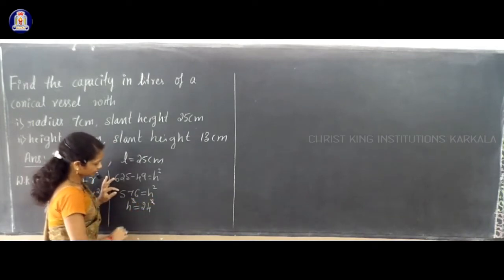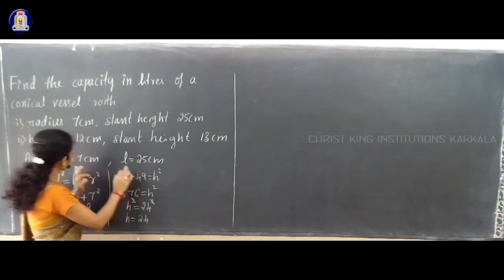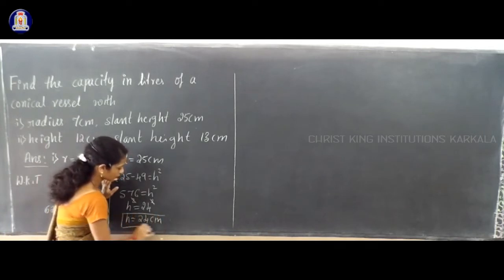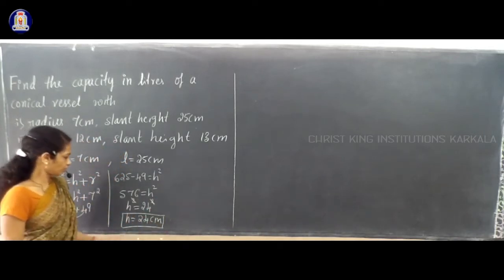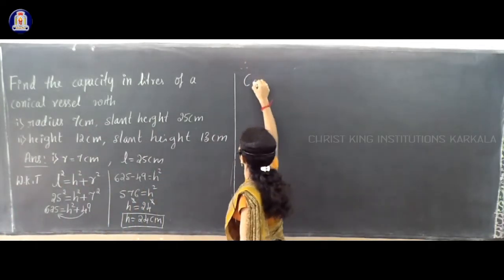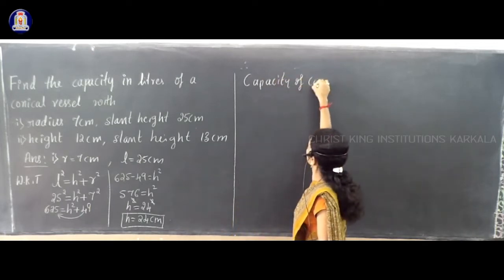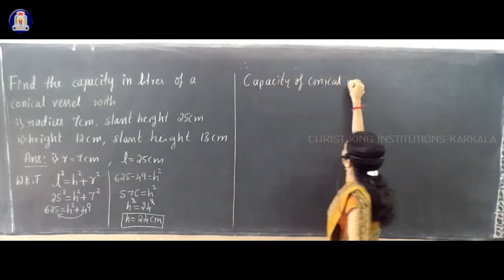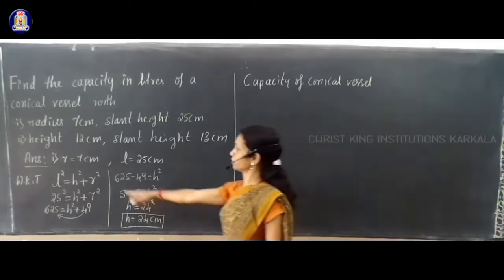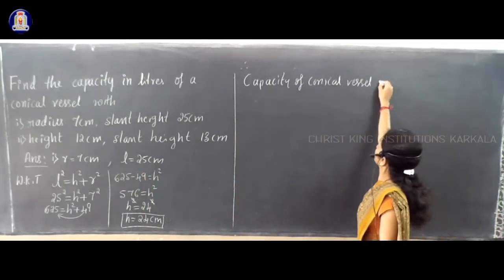After cancelling the square on both sides, we get h is equal to 24. We are given L and r in centimeters, so h is also in centimeters. So after getting h, now we find the capacity. Therefore, capacity of a conical vessel we get in centimeter cube, because this data is in centimeters.